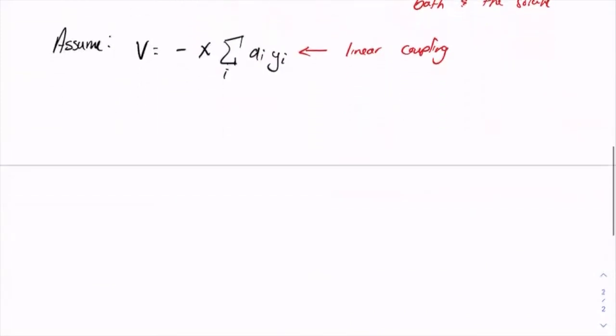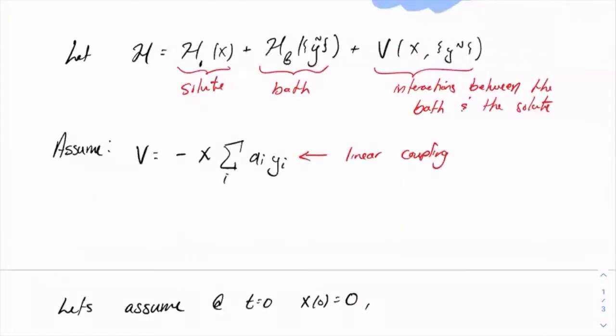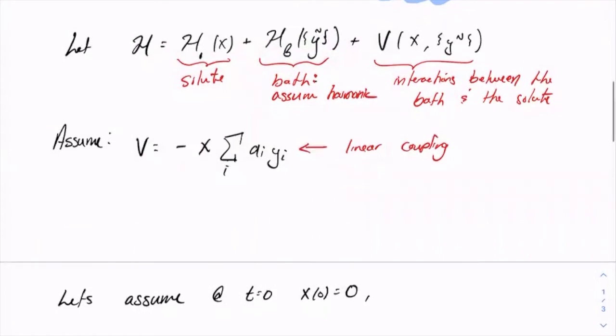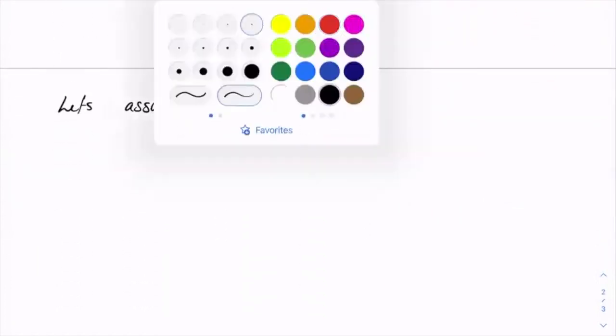So let's assume that at time 0, the solute is at the origin. Then the harmonic degrees of freedom, these bath variables that we are going to assume are harmonic, can be integrated exactly.